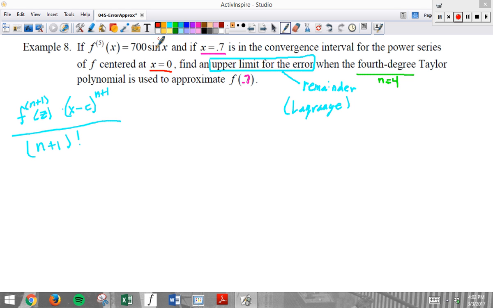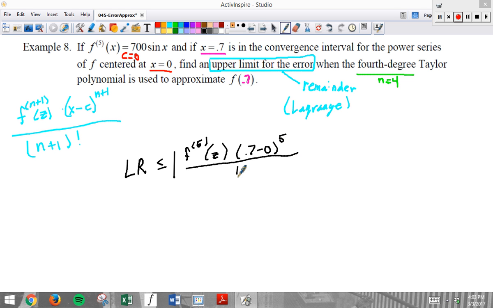Centered at x equals 0. That's c equals 0 again. That's what's telling you right there. And we're plugging in 0.7. So you really should be able to get, without much hesitation, that the Lagrange remainder is less than or equal to the absolute value of f, in this case 5, because 4 plus 1 is 5, x is 0.7, c is 0, n plus 1 is still 5, all over 5 factorial. Again, matchy, matchy, matchy.